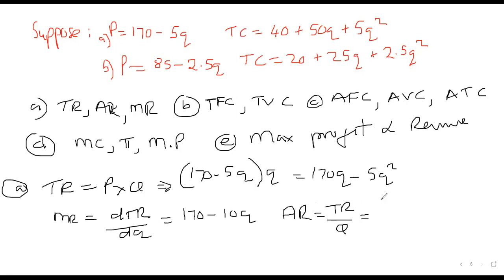So the total revenue, we already found it as 170q minus 5q squared, over q. So 170q becomes 170. 5q squared becomes what? 5q. So this becomes our average revenue.